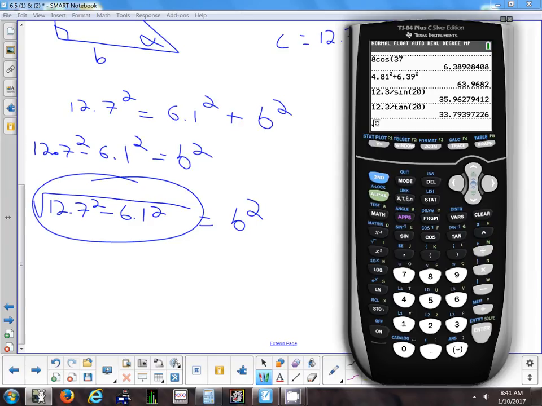All right, so the square root of 12.7 squared, and also doing it this way, you don't need a calculator until the very last step. So you could set all that up and then you only need the calculator at the end. Minus 6.1 squared, and we get 11.14.